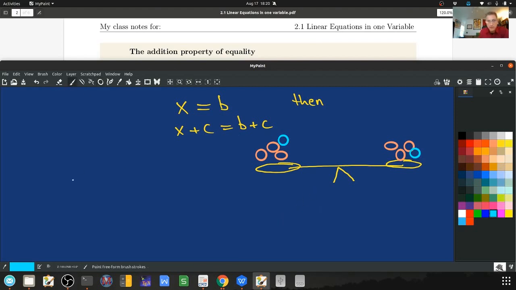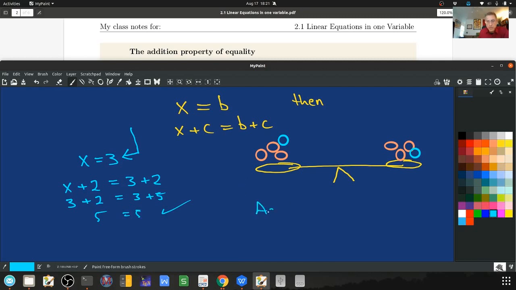For example, an actual example, let's say x is equal to 3. If that is true, then x plus 2 is equal to 3 plus 2. I added 2 to both sides, and clearly the solution to this equation is obvious. x is equal to 3. So let's plug in 3 down here. Look, I get 5 is equal to 5. So good job. So that's the addition property of equality.